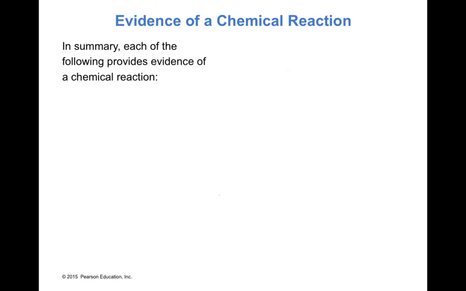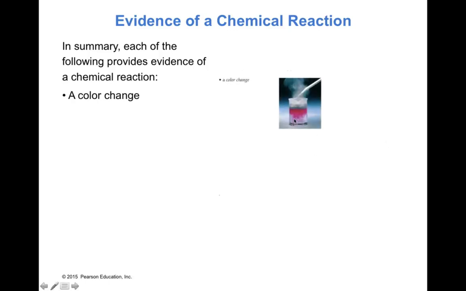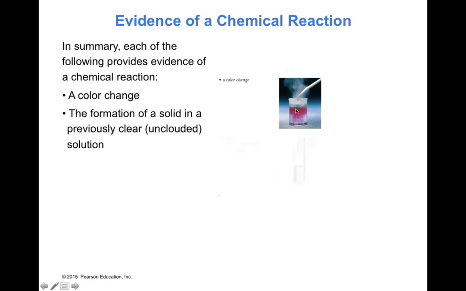In summary, each of the following provides evidence of a chemical reaction. Number one, a color change. Before, this beaker had a clear solution, and when we add something, it turns purplish or fuchsia. That means that a chemical reaction occurred there.